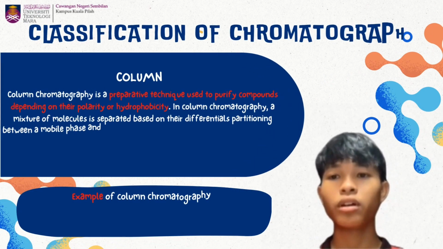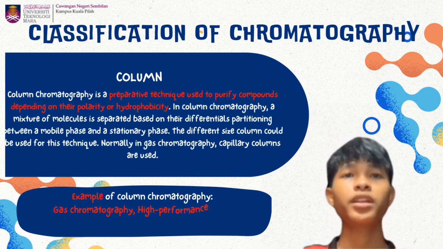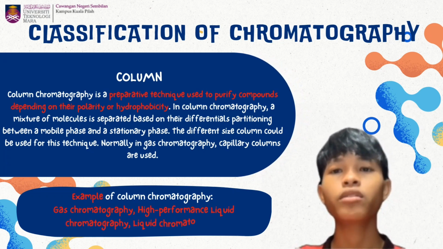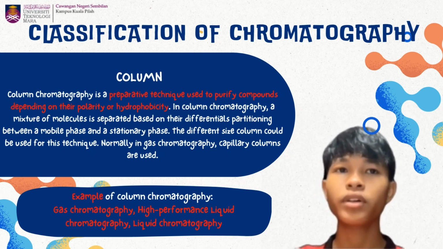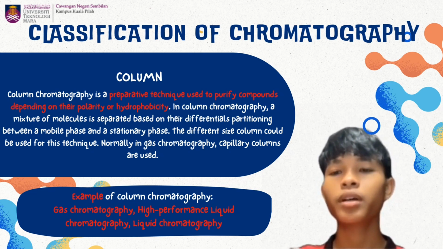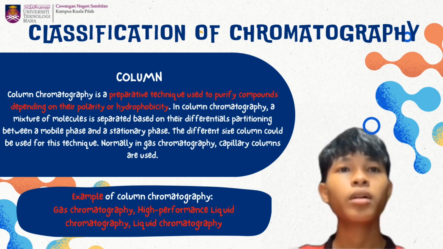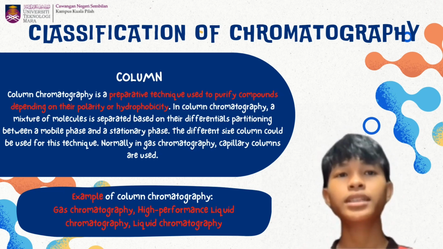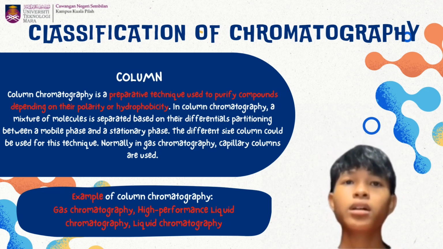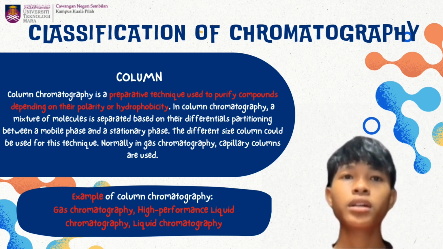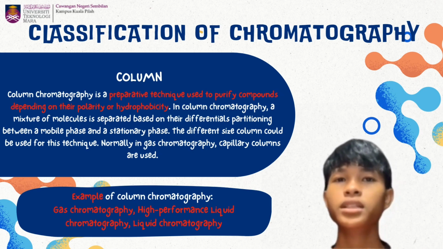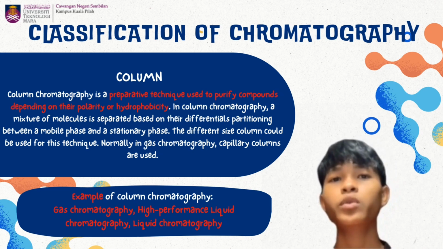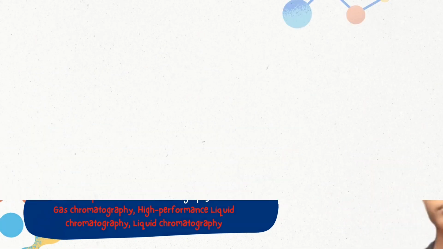What is column chromatography? Column chromatography is a preparative technique used to purify compounds depending on their polarity or hydrophobicity. In column chromatography, a mixture of molecules is separated based on their differential partitioning between a mobile phase and a stationary phase. Different size columns could be used for this technique. Normally, gas chromatography and capillary columns are used. There are more examples of column chromatography, such as gas chromatography, high performance liquid chromatography and liquid chromatography.